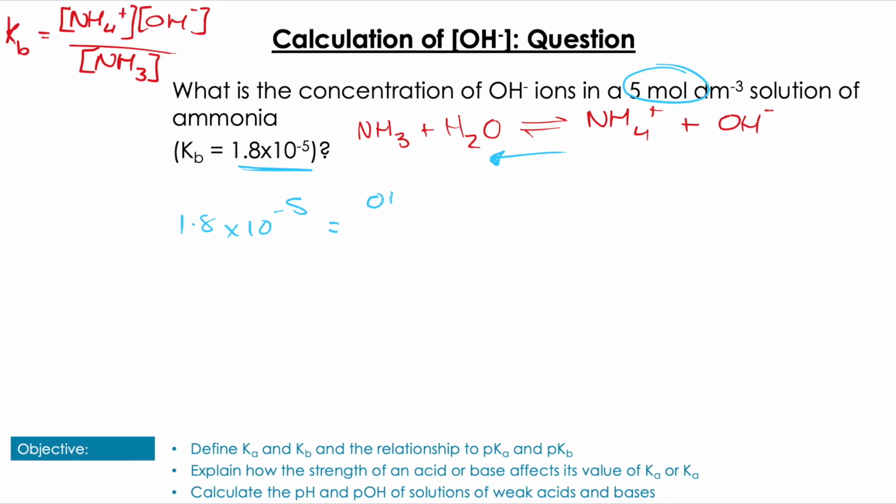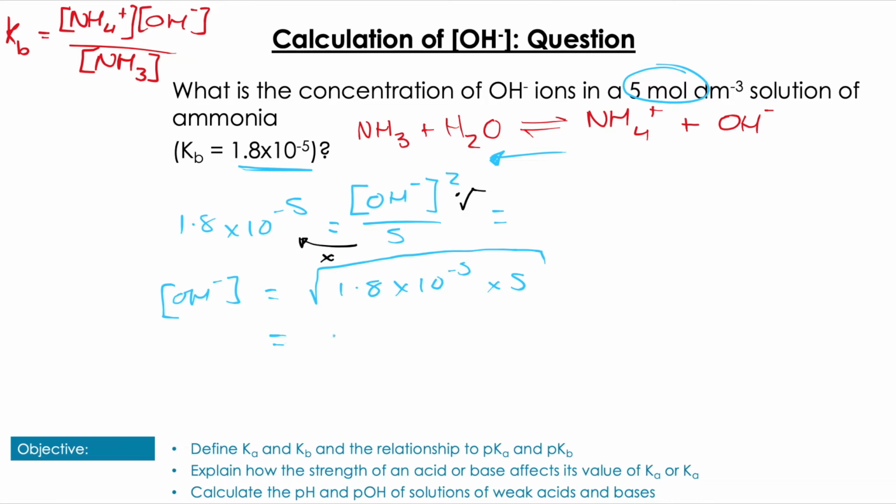And then we just plug in our values to this equation, remembering that we can make OH minus squared because those two are equal in that equation. Then I'm just going to multiply through by 5 and then use square root of the whole thing, which will give me OH minus equals the 1.8 times 10 to the minus 5 times 5, all square rooted, which gives me 9.48 times 10 to the minus 3 moles per decimeter.